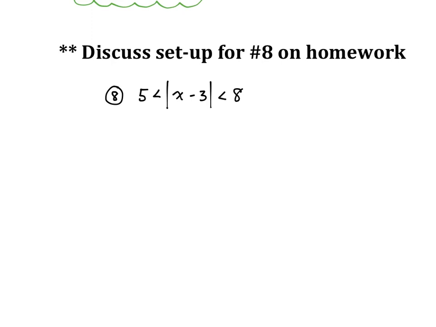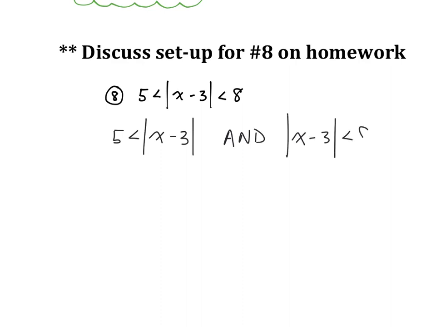The last thing we need to do is prepare for number 8 on our homework for the next time we meet. And this number 8 is actually this inequality right here. But what we can do is essentially treat it as two separate inequalities, okay? So we would have to go ahead and say, all right, 5 is less than the absolute value of x minus 3, and the absolute value of x minus 3 is less than 8.